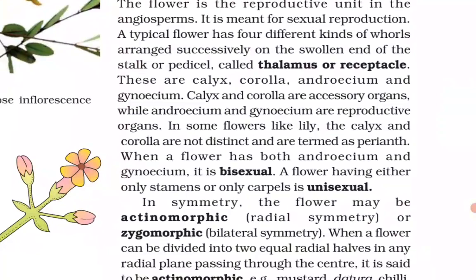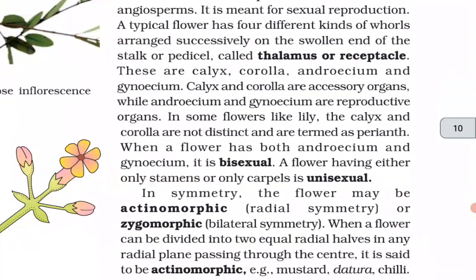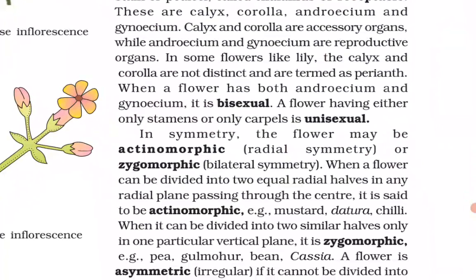Calyx and corolla are accessory organs, while androecium and gynoecium are reproductive organs. In some flowers like lily, the calyx and corolla are not distinct and are termed as perianth. When a flower has both androecium and gynoecium, it is bisexual. A flower having either only stamens or only carpels is unisexual.